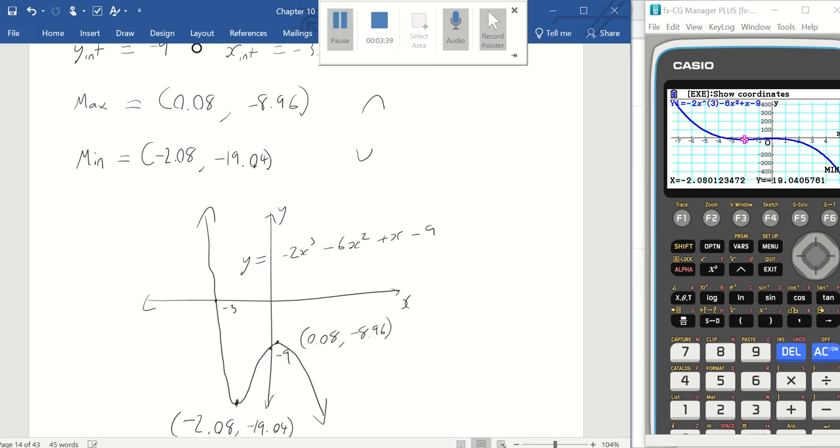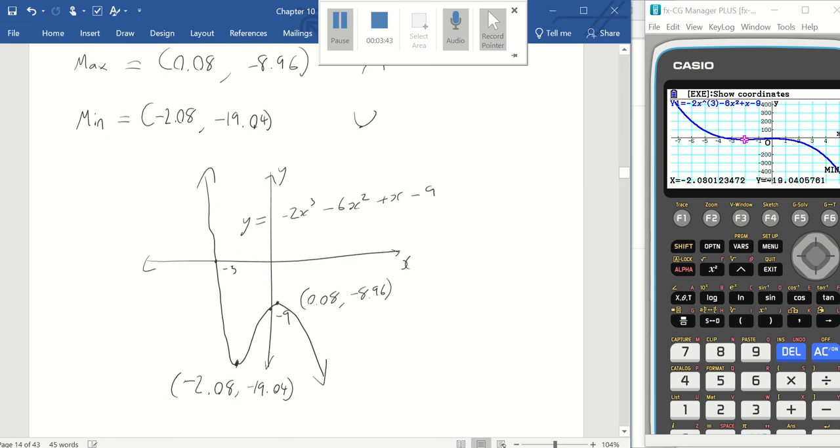Alrighty. So that's how you sketch a graph, showing all minimums and maximums, or all turning points, using your calculator.